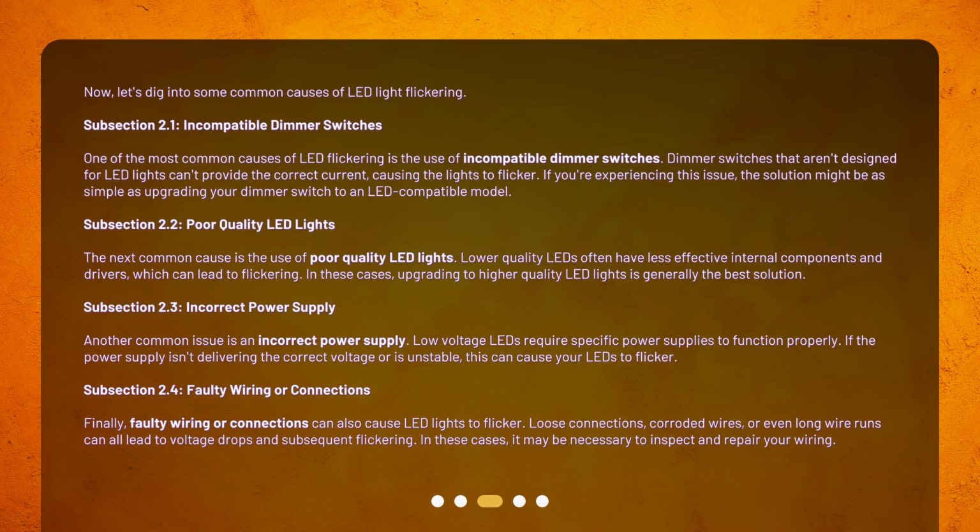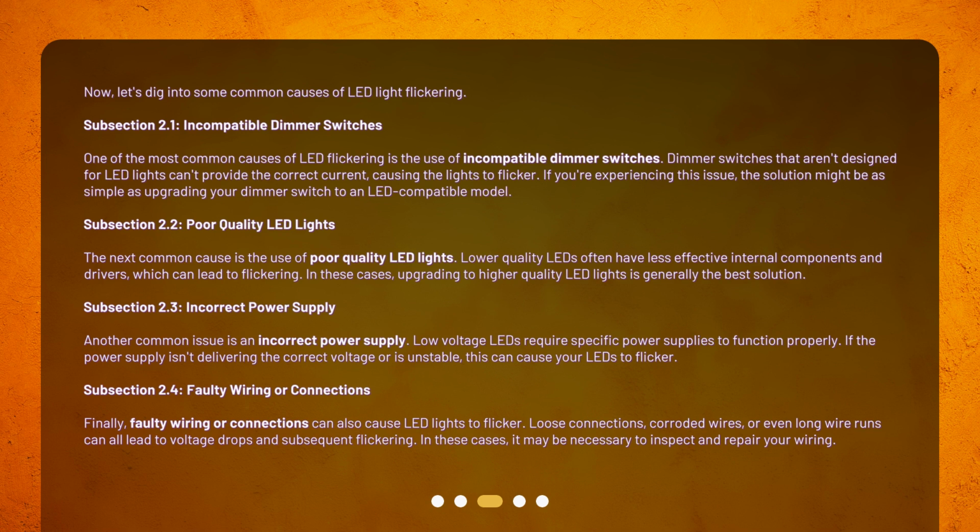Subsection 2.2. Poor quality LED lights. The next common cause is the use of poor quality LED lights. Lower quality LEDs often have less effective internal components and drivers, which can lead to flickering. In these cases, upgrading to higher quality LED lights is generally the best solution.